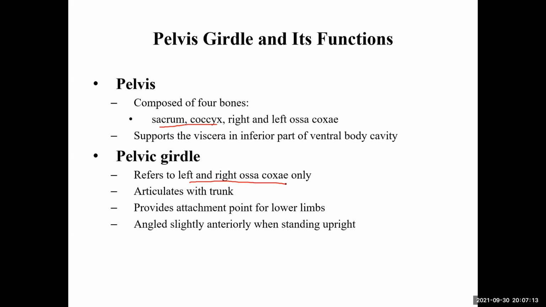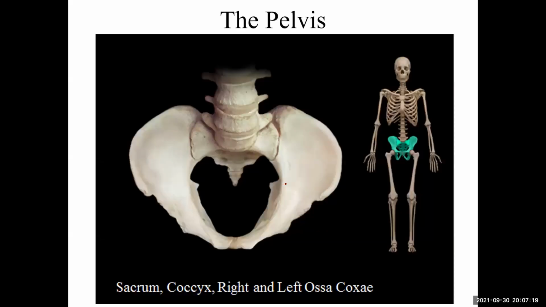So there's a difference between pelvis and pelvic girdle. So you need to know that. Okay, so here's a picture of the pelvis. All 4 bones are seen here. Your sacrum sits below L5 that you can see there. And then the coccyx sits at the bottom of the sacrum. And then on either side of the sacrum is your left and right os coxa. And all those make up the pelvis.